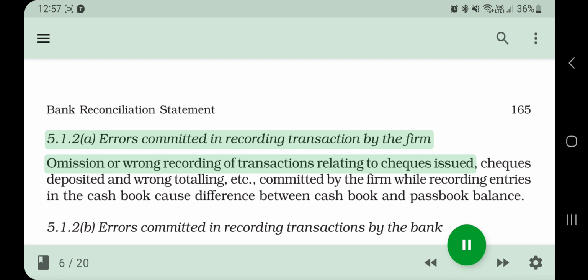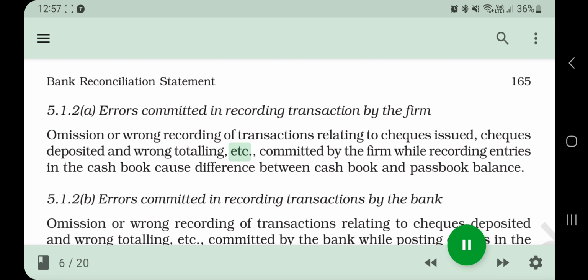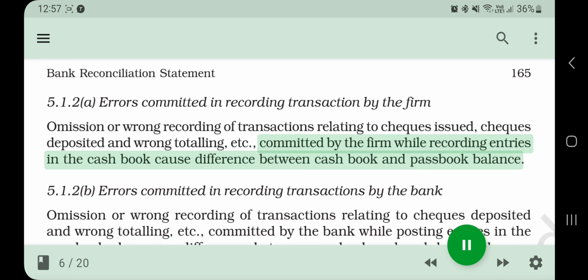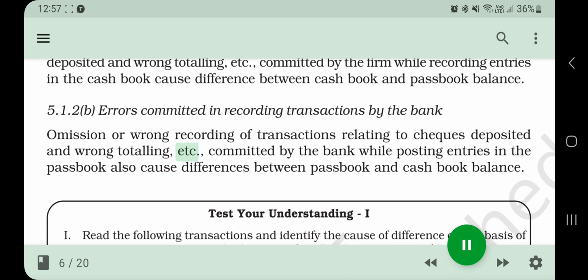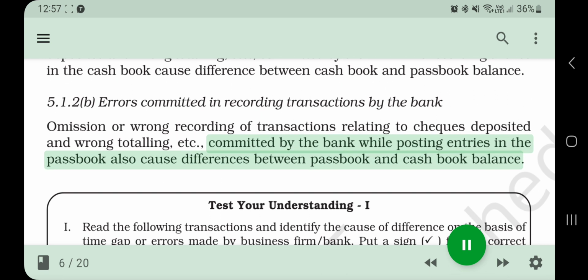5.1.2 a. Errors committed in recording transactions by the firm. Omission or wrong recording of transactions relating to checks issued, checks deposited and wrong totaling, etc. committed by the firm while recording entries in the cash book cause a difference between cash book and passbook balance. 5.1.2 b. Errors committed in recording transactions by the bank. Omission or wrong recording of transactions relating to checks deposited and wrong totaling, etc. committed by the bank while posting entries in the passbook also cause differences between passbook and cash book balance.